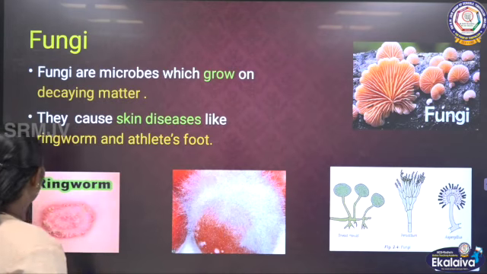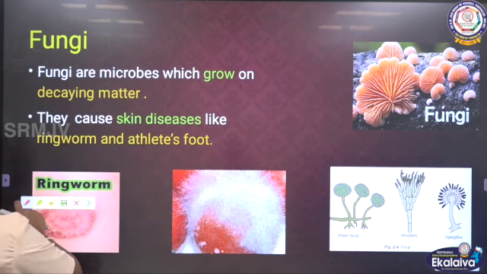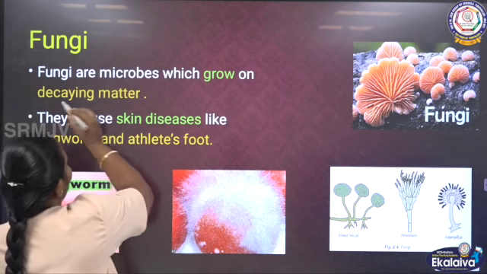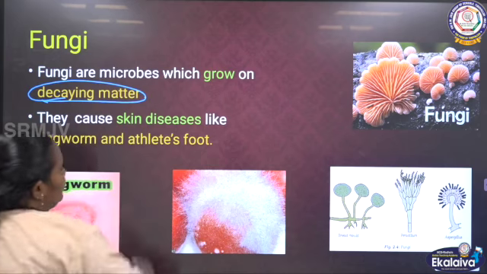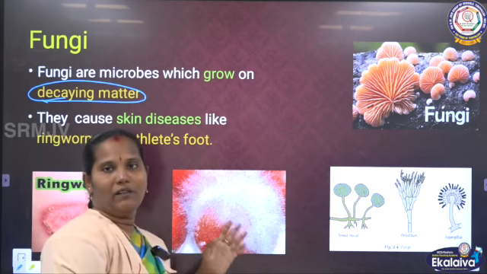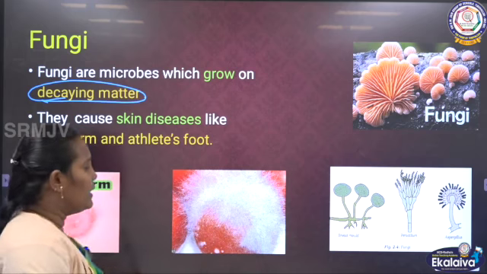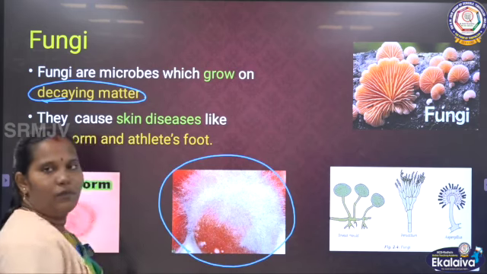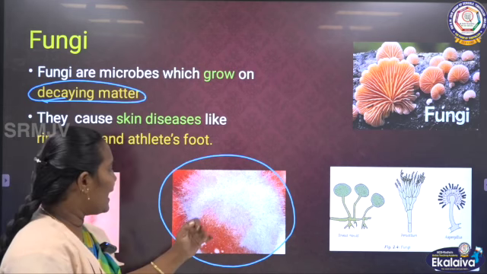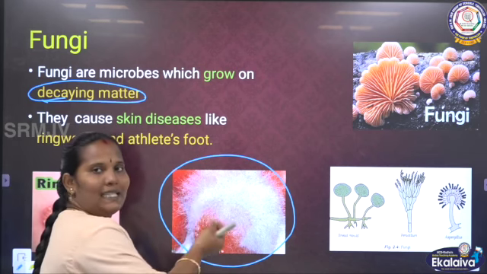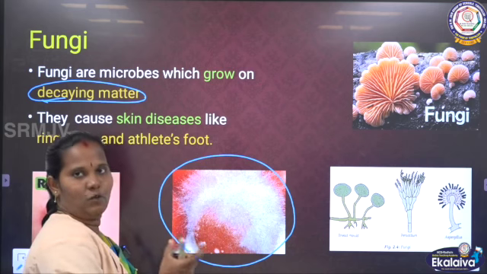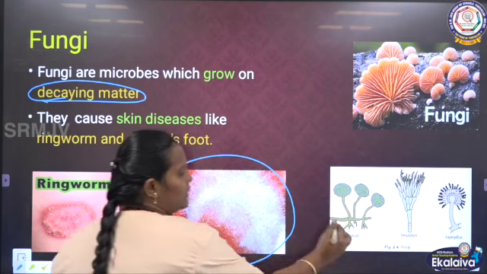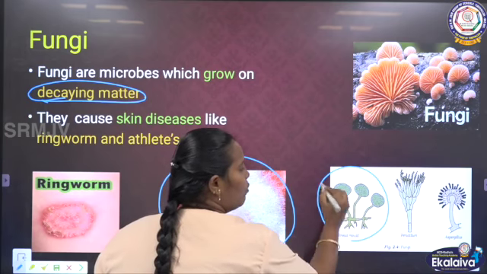Then the last one is the fungi. Fungi are microscopic organisms which grow on decaying matter. We can see fungi in our house also. Suppose we keep some spoiled vegetables or fruits in our house, we can see white spongy things on them. Actually, this is the fungi. This is the actual structure, and it is called molds.